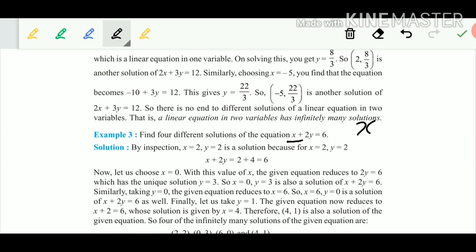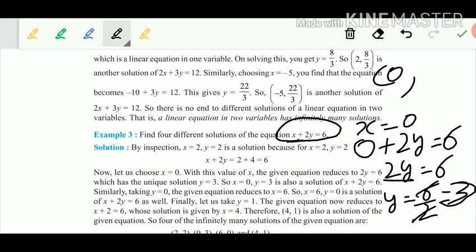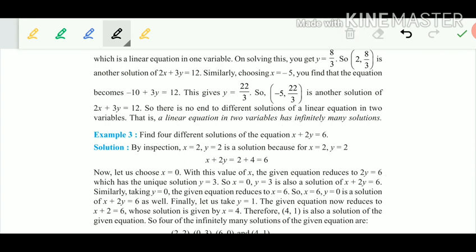First put x value is equal to 0. When we put x value 0, it becomes 0 plus 2y is equal to 6, that is 2y is equal to 6. 2 is multiplied with y. On the right side it becomes 6 upon 2, that is equal to 3. So when x value is 0, that time y value is 3. So this is the solution of this equation. So one solution is 0 comma 3.